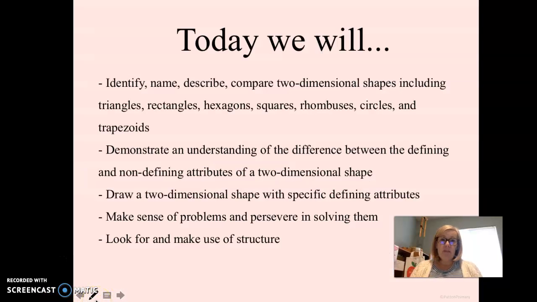Today we will identify, name, describe, and compare two-dimensional shapes, including triangles, rectangles, hexagons, squares, rhombuses, circles, and trapezoids. We will demonstrate an understanding of the difference between the defining and non-defining attributes of two-dimensional shapes. Draw a two-dimensional shape with specific defining attributes. Make sense of problems and persevere in solving them. Look for and make use of structure.